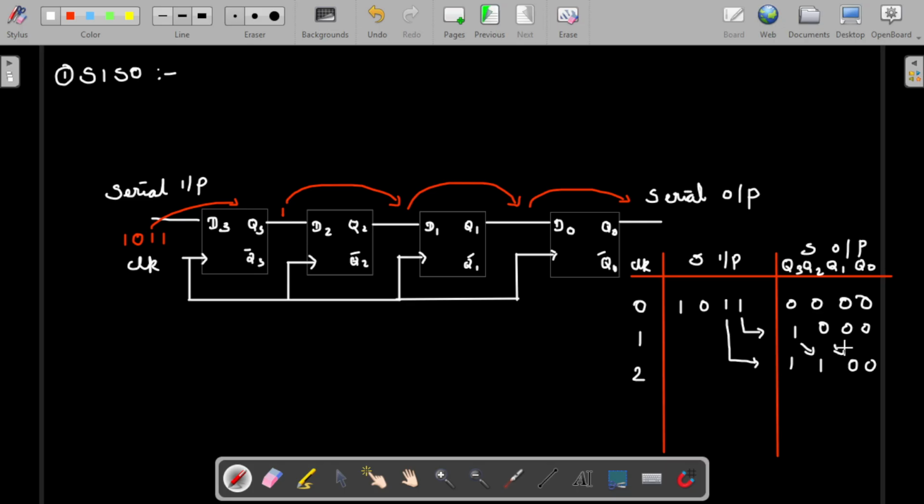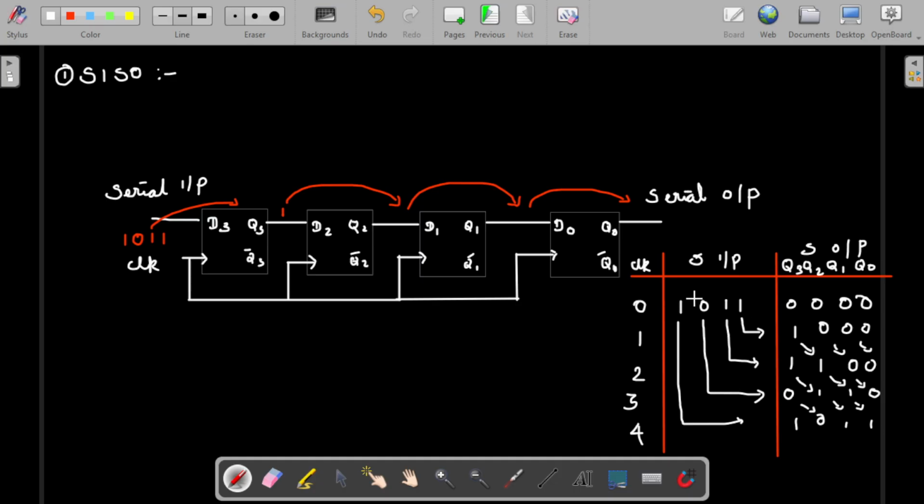So this 0 will come here, this 0 will come here. After the third clock pulse, the 0 will come here. So this one will go here, this 0 will come here. So after the fourth clock pulse, what happened? This 1 will come, the 0 will come here, this 1 will come here, this 1 will come here.